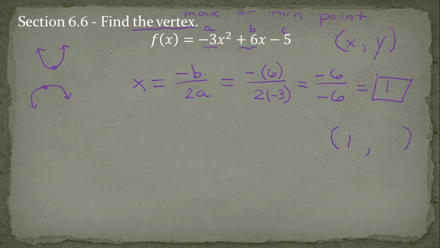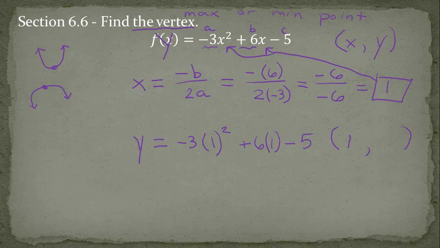The last step is, now that I know that x equals 1, I can plug that back into the original, or the x's. F of x is the exact same thing as a y. It's just function notation. If it's weirding you out, just turn it back to a y. Y and f of x are the exact same thing. So it's y equals negative 3, I'm going to plug in my x value, plus 6, plug in x, minus 5.